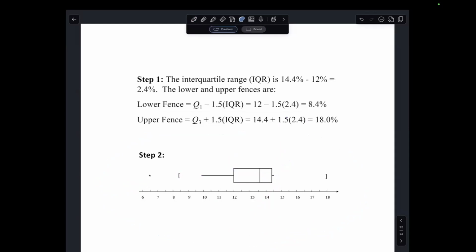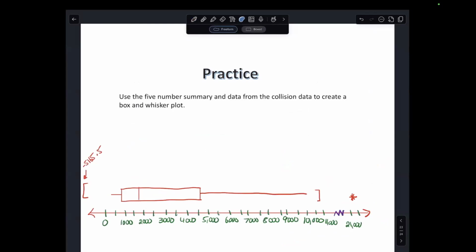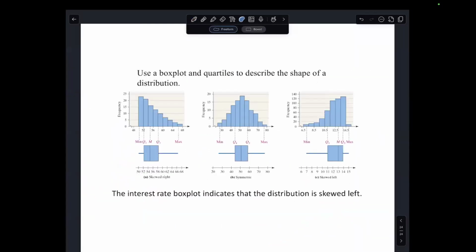So you can see that this one is skewed left. And you can see that this one is skewed right. If the whiskers are basically the same length on both sides of the box and your median is basically in the center of your box, then that would be a symmetric box plot.